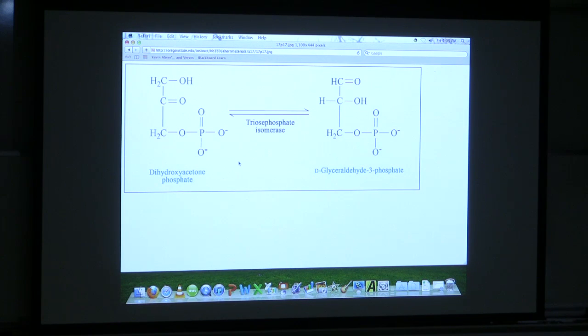This enzyme turns out to be a really interesting enzyme. It's called triose phosphate isomerase. This enzyme is an example of what I describe as perfect. What's a perfect enzyme?